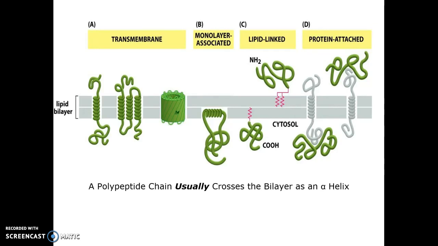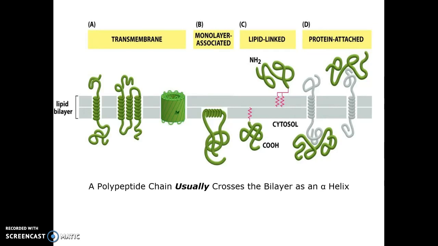But you don't have to be crossing the membrane to be associated with the membrane. You could be a protein that is associated with a protein that crosses the membrane. Those are called membrane associated proteins. So they're attached to the membrane via another protein. They can also be lipid linked.